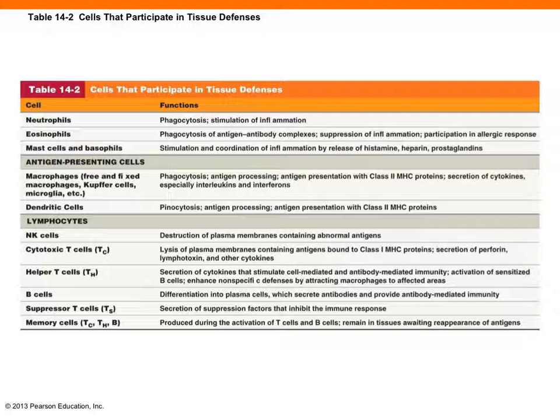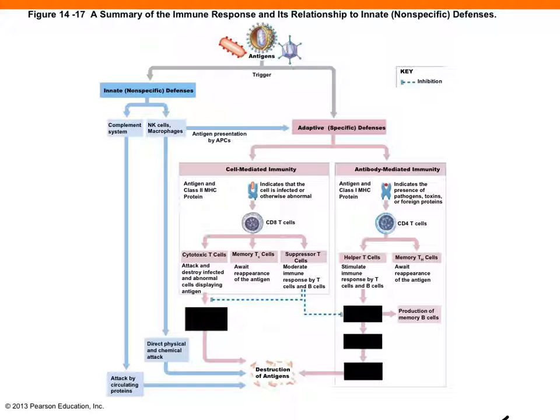Table 14.2 shows you all the lymphocytes in your body that participate in tissue defenses. Make sure you look over them. This picture illustrates the defense against disease. You see the foreign antigen, you see the innate non-specific defenses, and then the adaptive specific defenses with both responses, cell-mediated immunity and antibody-mediated immunity, and the final result with the destruction of antigens.